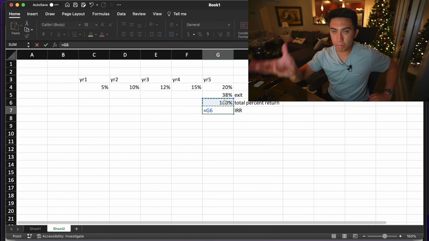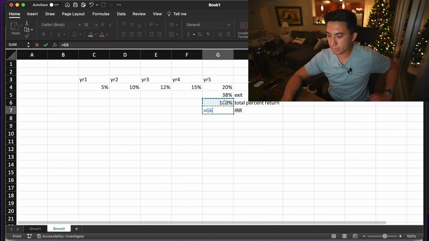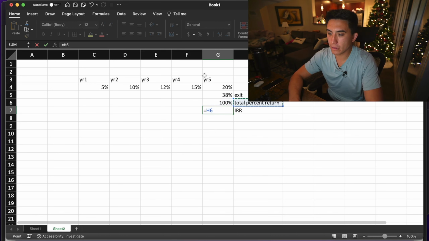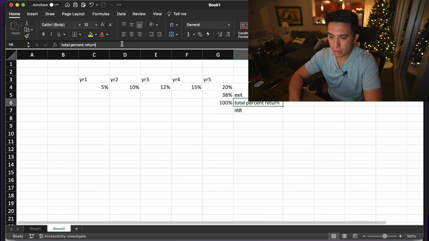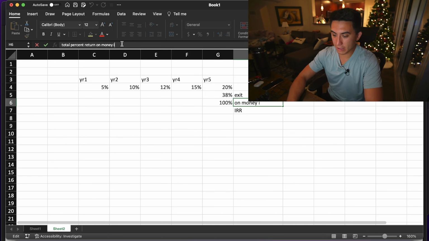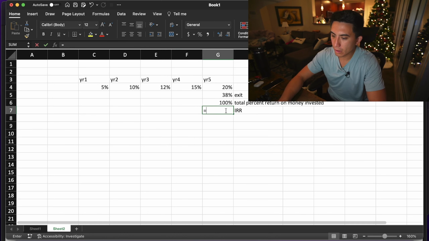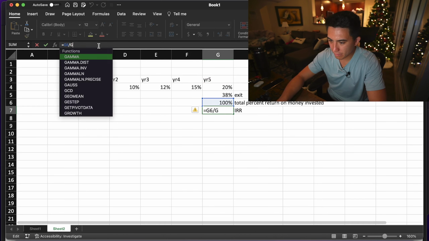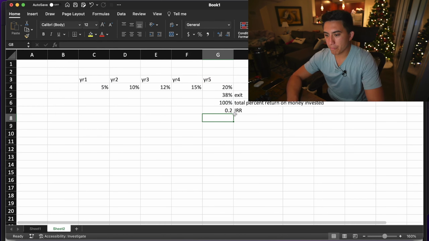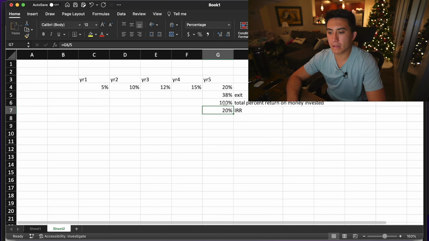this total return on your money, total percent return on money invested. So this is the actual money you put into the deal. Total percent return, divided by the total amount of years you held the loan or you held the investment. Okay, because that's year 5. I apologize. Let's just make this 5. Boom. It is a 20% internal rate of return because you made 100% on your money over the years.